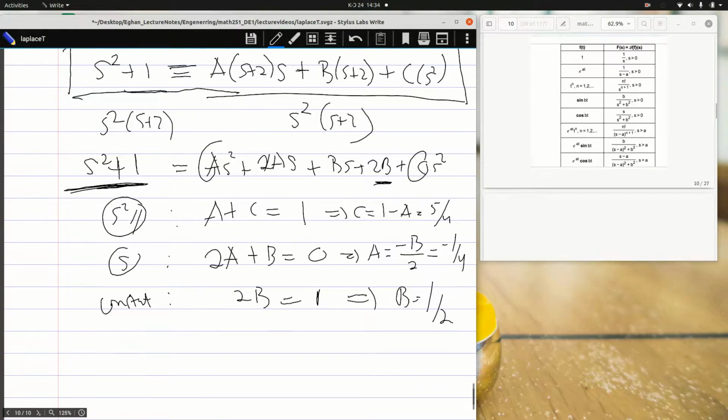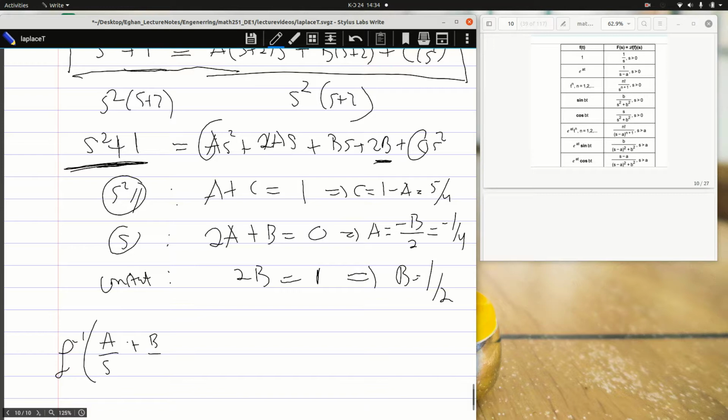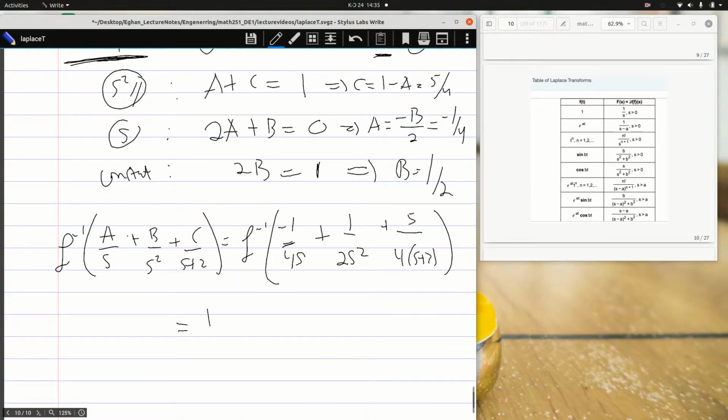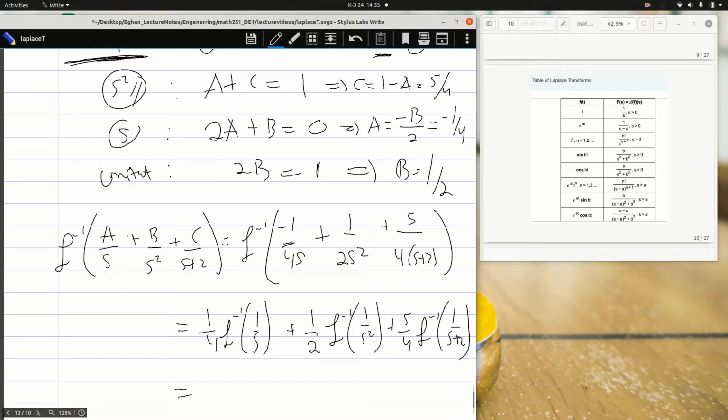So it means that Laplace inverse of A on s plus B on s squared plus C on s plus 2 is equal to the Laplace inverse of negative 1 over 4s plus 1 over 2 s squared plus 5 over 4 times s plus 2. So on the table here, you realize that if I factor 1 over 4 out, I'm going to get Laplace inverse of 1 on s. If I factorize the constant half here, I'm going to get Laplace inverse of 1 over s squared. If I factorize 5 on 4 as a constant, it is 1 over s plus 2. Now, from the table, what are these inverse Laplace transforms?